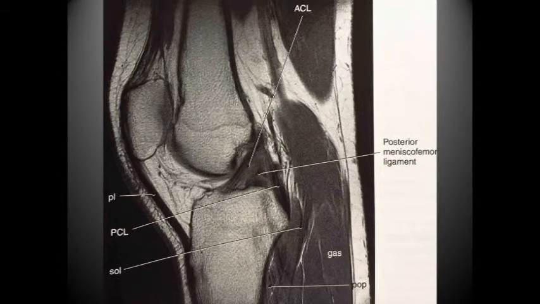Here we have the patella, femur, and the tibia. Notice we have the ACL, the PCL, the posterior meniscofemoral ligament, the gastrocnemius.